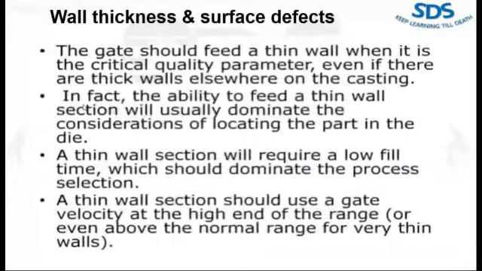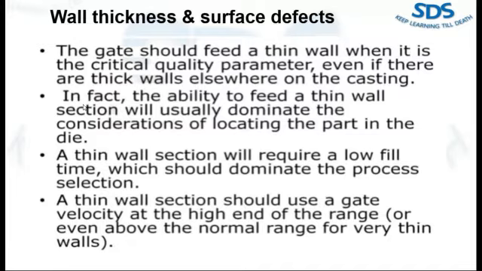Some other tips for producing thin wall castings are shown in this slide. The gate should feed directly into a thin wall section, right? This is a very important parameter. The gate should feed directly into the thin wall section, especially when it is the critical quality parameter for the part. In fact, the ability to feed a thin wall section will usually dominate the consideration concerning the location of the part in the die.